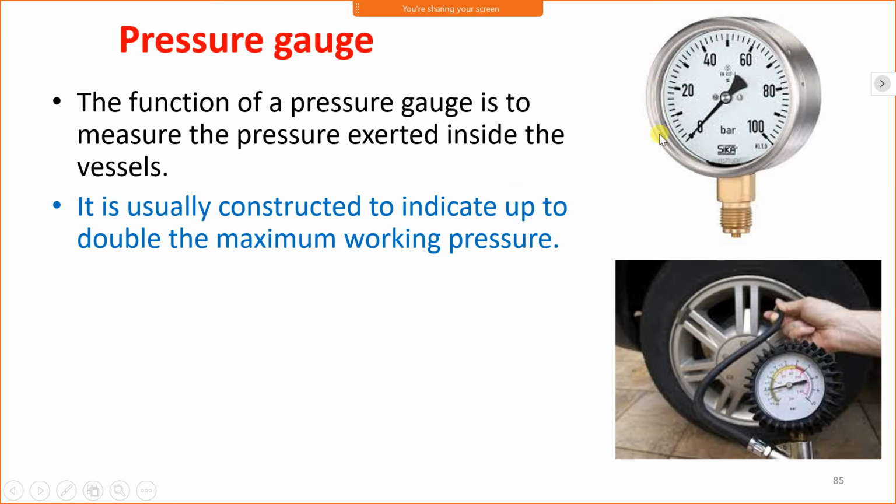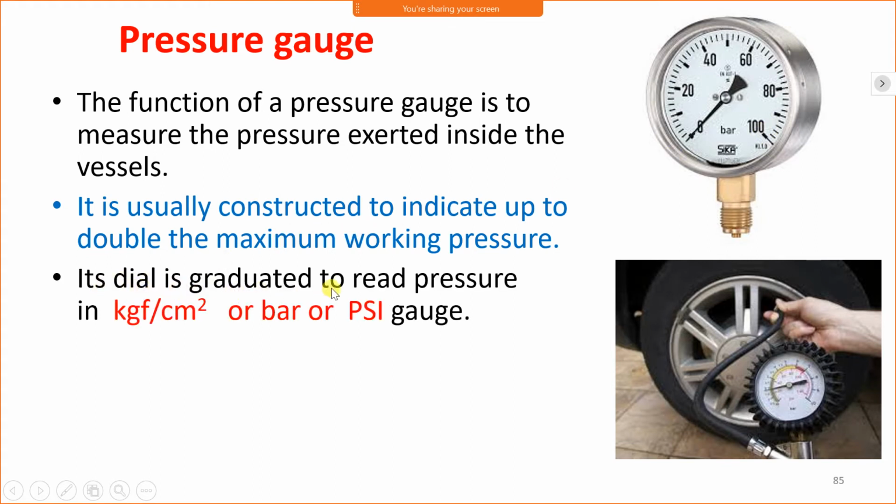We are talking specially about the boiler. This Bourdon tube pressure gauge is used for various applications, not in the boiler itself. It is usually constructed to indicate up to double the maximum working pressure. Suppose the maximum working pressure inside the boiler is 50 bar, then the pressure gauge will be constructed for 100 bar.